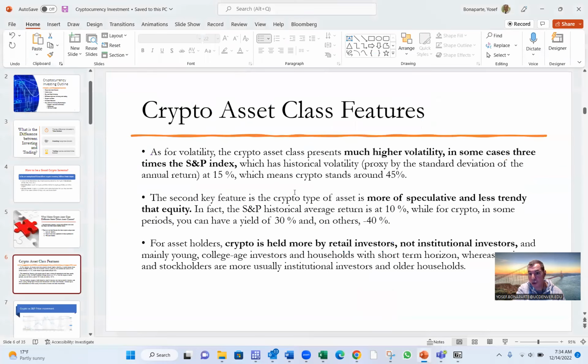Now, in crypto, there is no trend. It's speculative. It can go up and down. It can be one regime for a while, a different regime for a while. So, speculative. The third one is who owns crypto.